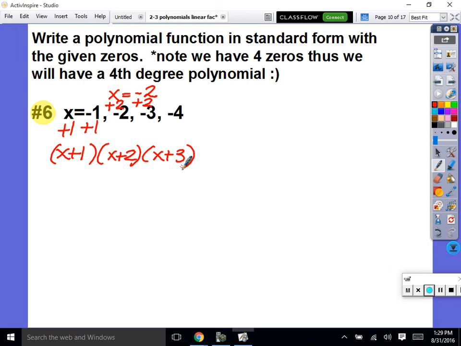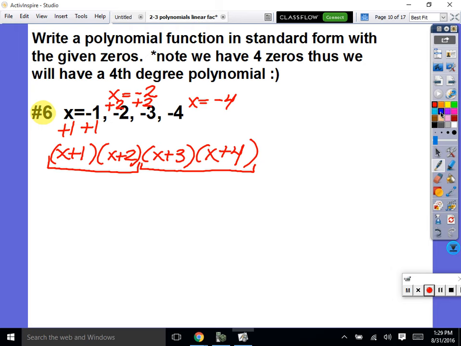We have x equals -4. What do we add? 4. So we have x plus 4. So these are our linear factors if those are our zeros. Now take my advice. If you ever are multiplying 4 things together, multiply 2 of them together, multiply the other 2 together, and then multiply the others.